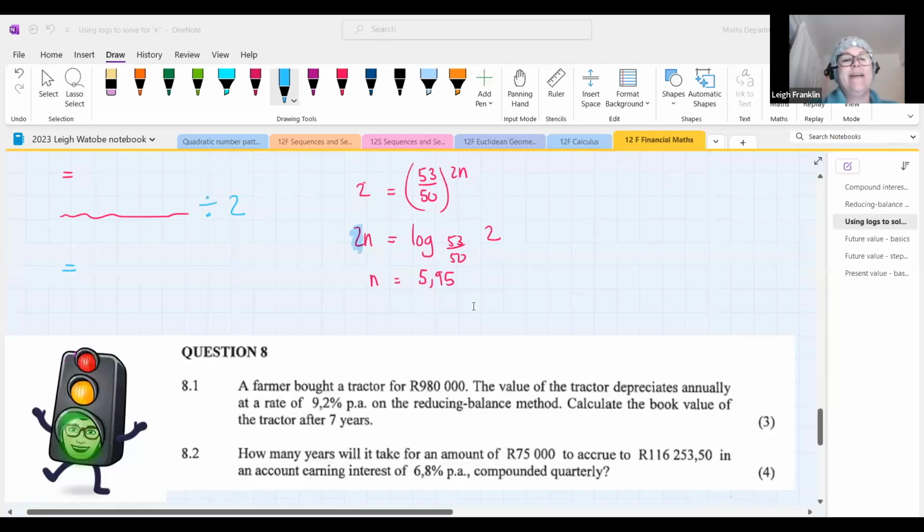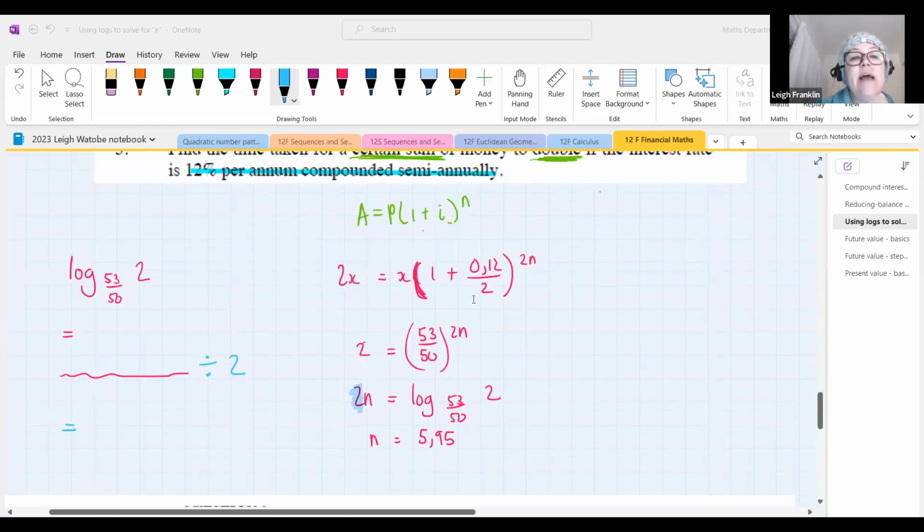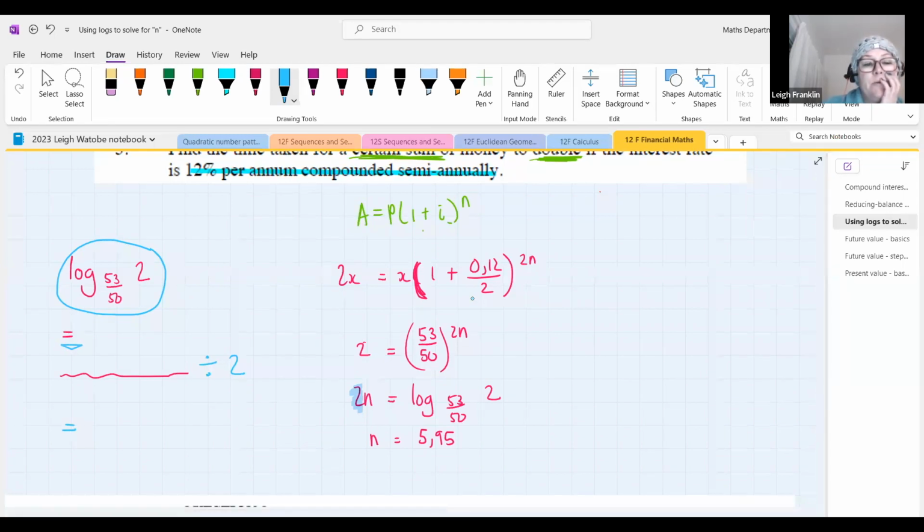Sorry, Leanne. I was just saying, in order to calculate 5,95, this is what you're going to put into your calculator using your log button. Then you must press equals. Then in order to get rid of this, because if you had an equation that said 2n equals 8, your last step would be to divide both sides by 2, isn't it? That's why we're dividing by 2 over here, because of this 2 in front of the n. But you must press equals first.